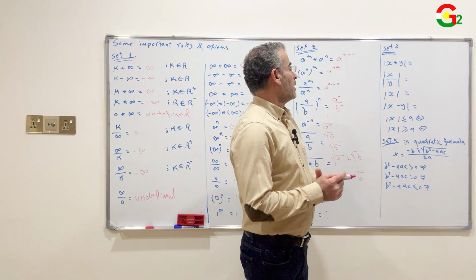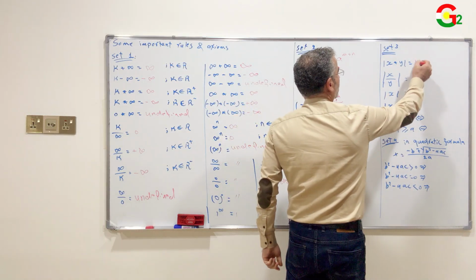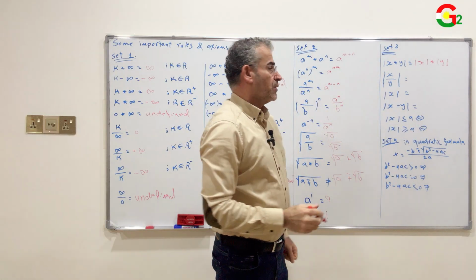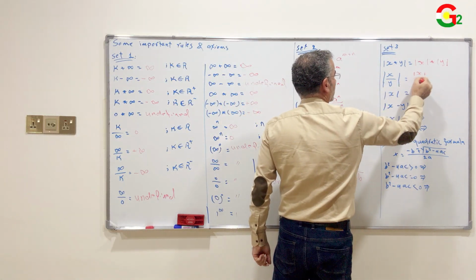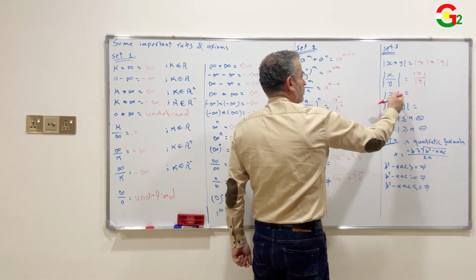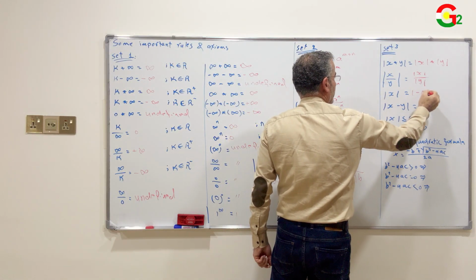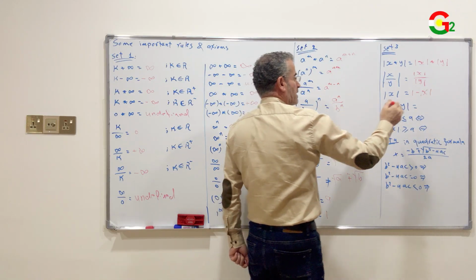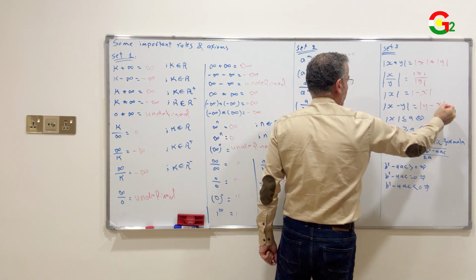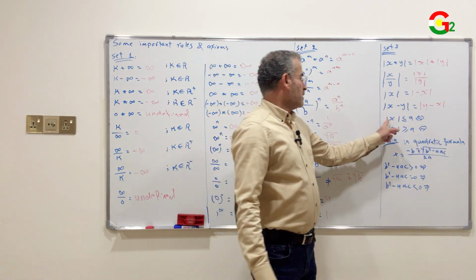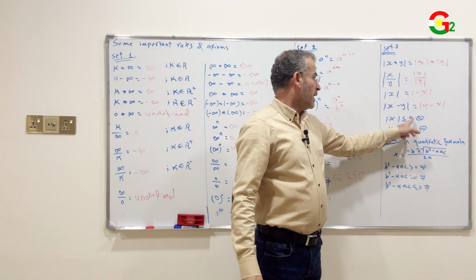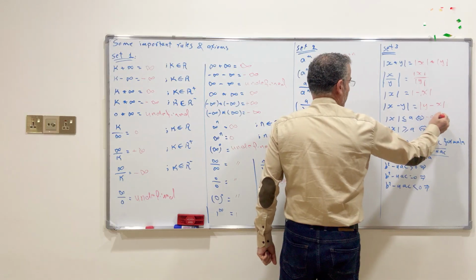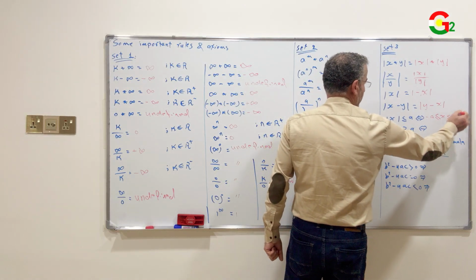Set 3, absolute value. Absolute value of x times y equals absolute value x times absolute value y. Absolute value of x over y equals absolute value x over absolute value y. Absolute value x equals absolute value of negative x. Absolute value of x minus y equals absolute value of y minus x. Absolute value x less than or equal to a, where a is any real number, is equivalent to negative a less than or equal to x less than or equal to a.